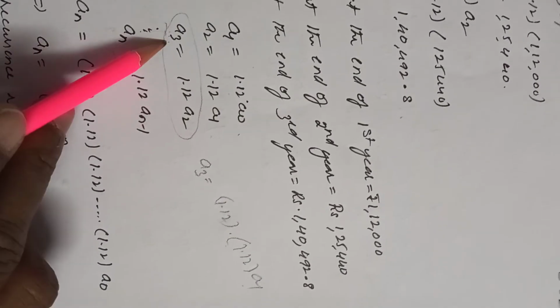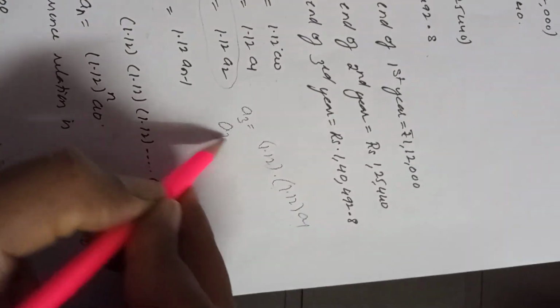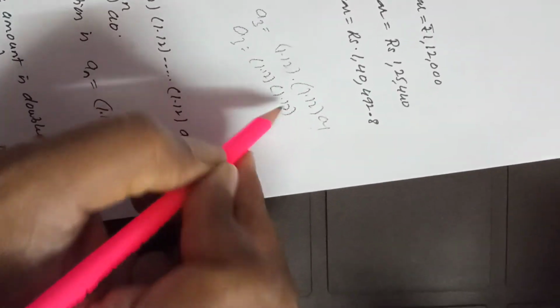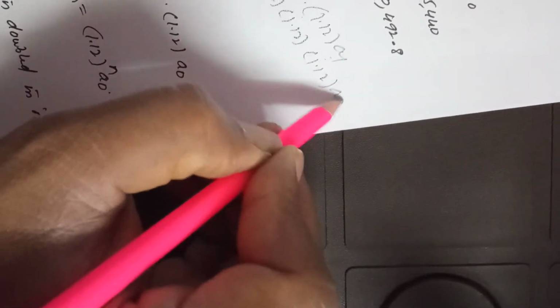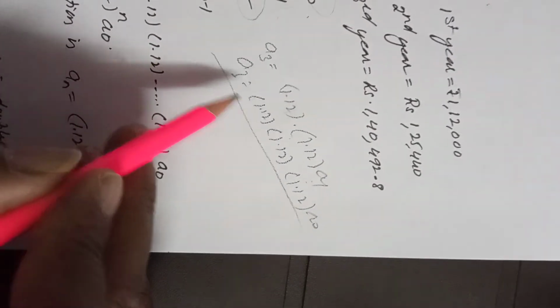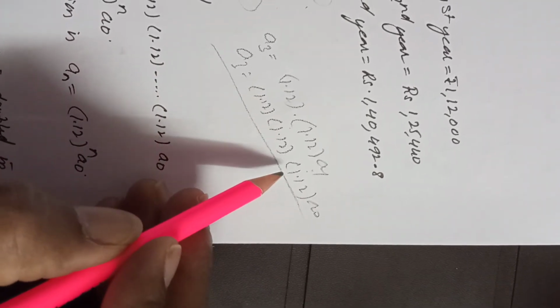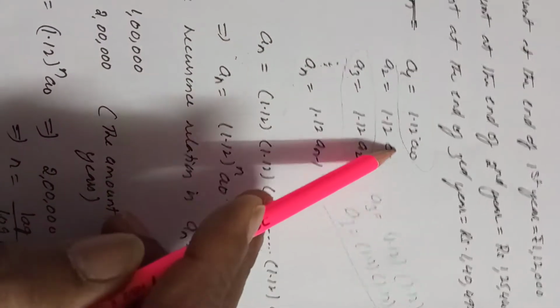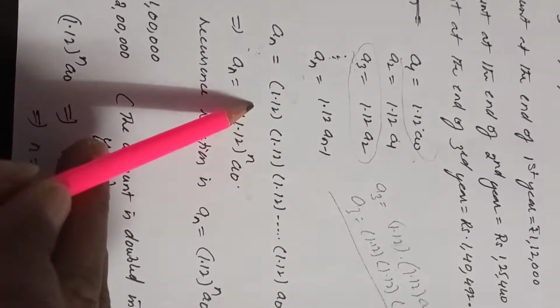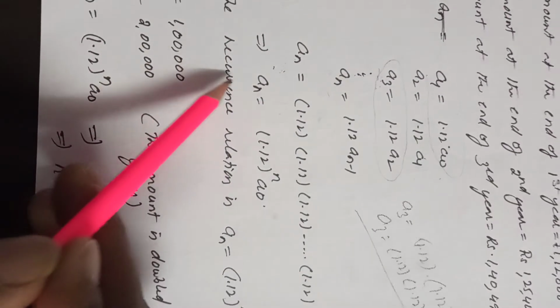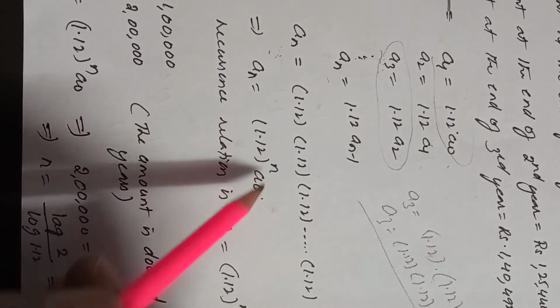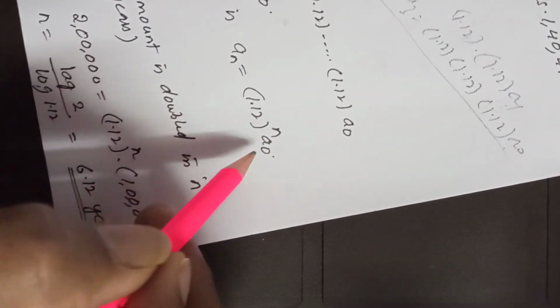If you want to express a_3 in terms of a_0, again a_3 is equal to 1.12 into 1.12 into a_1, and the a_1 value is 1.12 into a_0. Therefore, a_3 is equal to 1.12 into 1.12 into 1.12 into a_0. Similarly, if you want to express a_n in terms of a_0 by back substitution, you will get 1.12 into 1.12 and so on, n times, into a_0. That means a_n is equal to 1.12 to the power n into a_0. This is the explicit formula: a_n is equal to 1.12 to the power n into a_0.